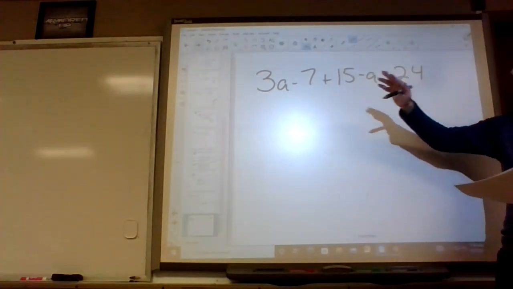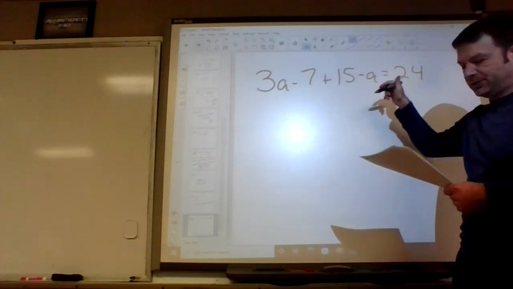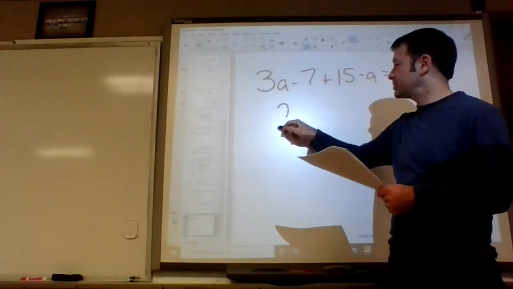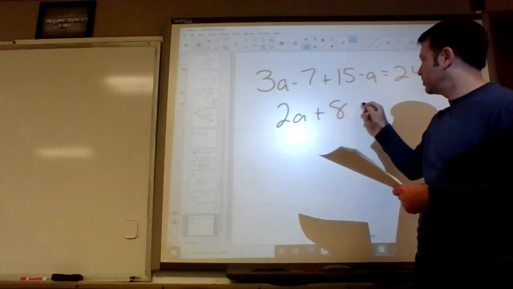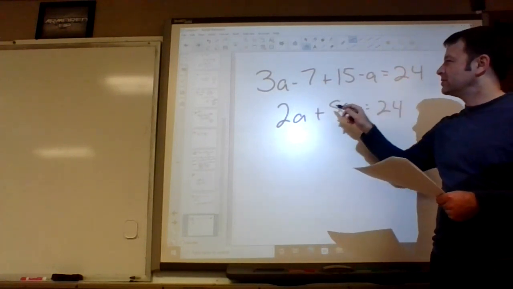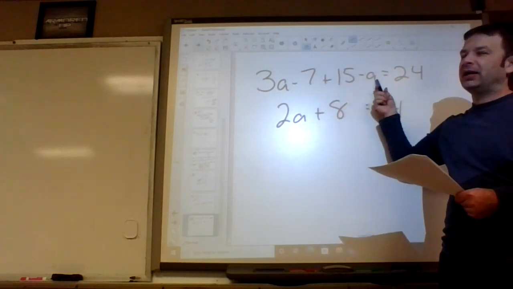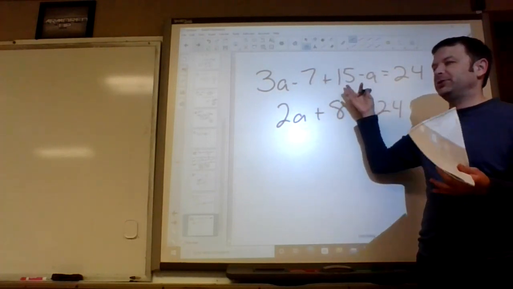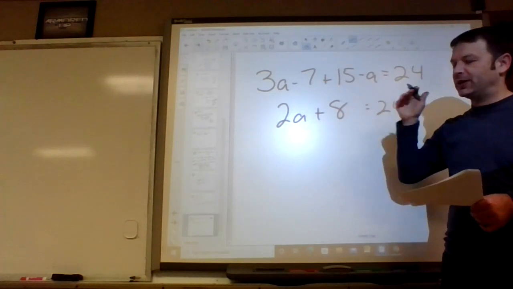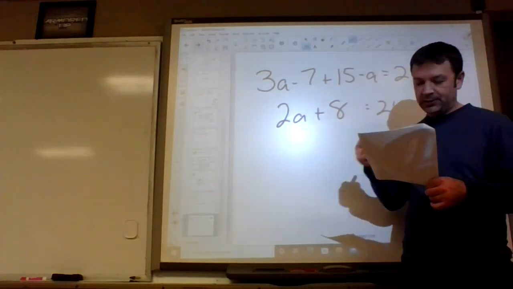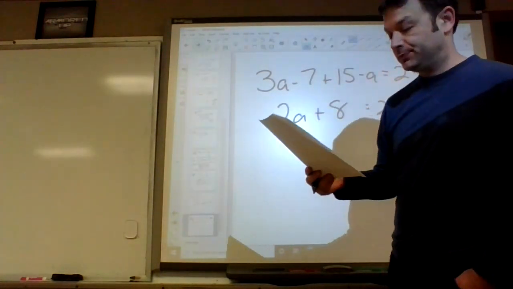How did they get from this to 2A plus 8 equals 24? They subtracted A. Yeah, the books usually call that simplifying. So for the next line, just put simplified, I guess, for line 4.